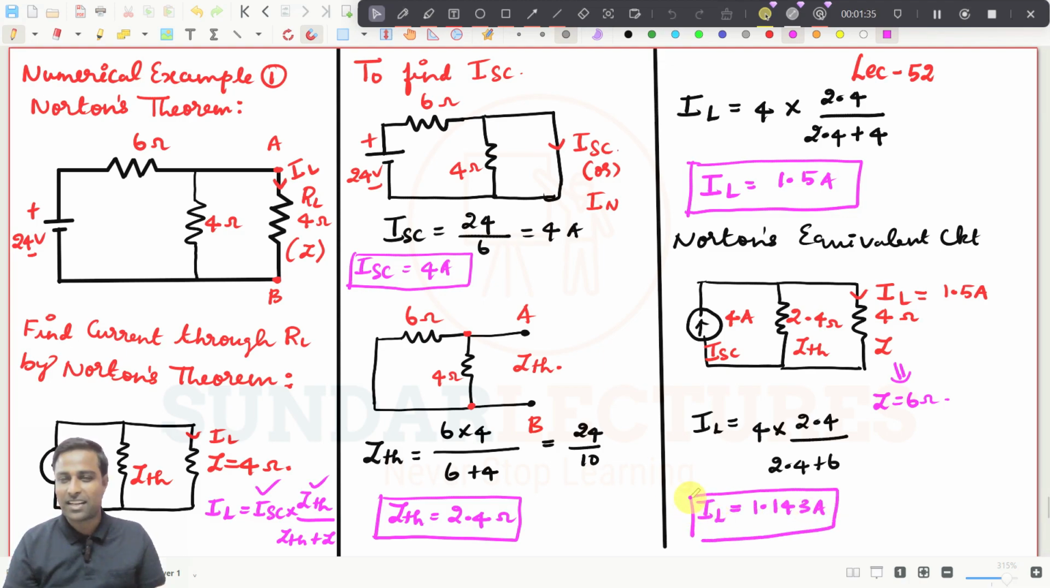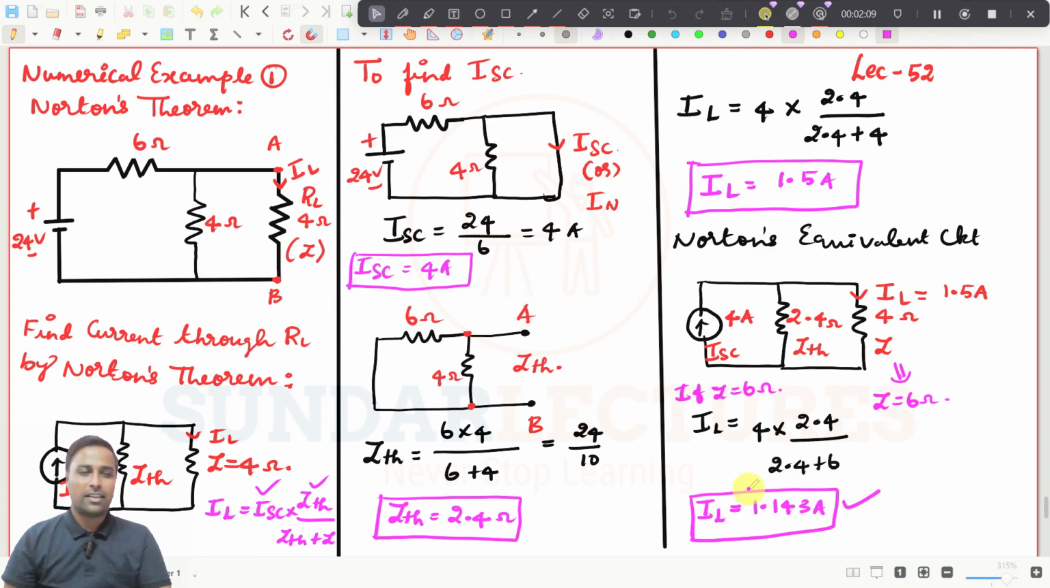Try to understand. See, in a single step, we have found the current through this branch if it is a 6 ohms resistor. And it may be anything. This is the final value if Z is 6 ohms. And if Z is equal to 8 ohms, you just change this to 8 ohms and find the current. It is very simple now.